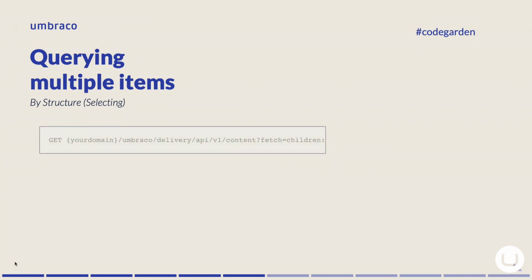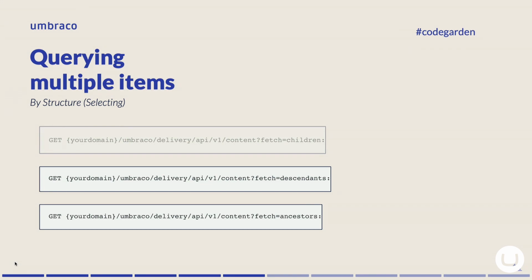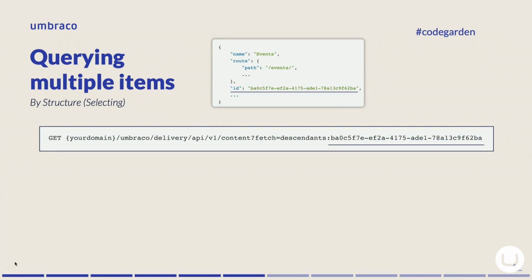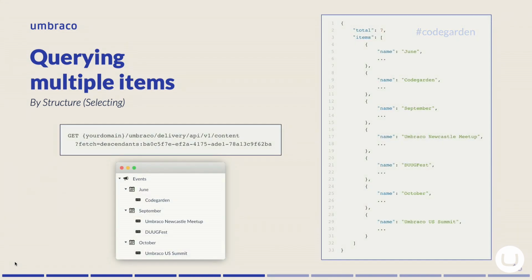Now that you have an idea about what the children query option looks like, let's recall the other two options for selecting descendants or ancestor items. Let's use the same example and try to get all the descendants of this item. We pass the ID, and we get more items now. Because descendant is a child of a child of a child, all the items under a particular node. In this case, all the items under our events node.